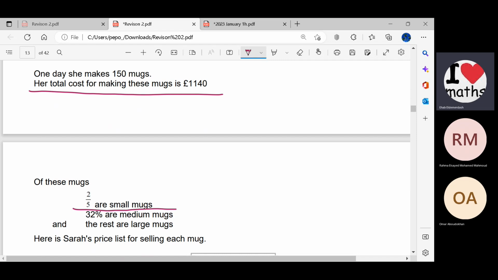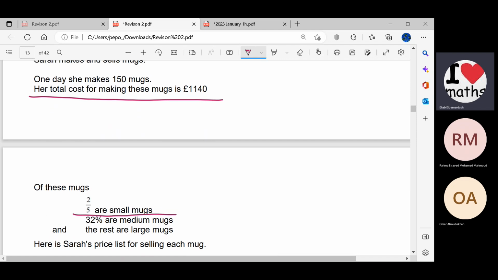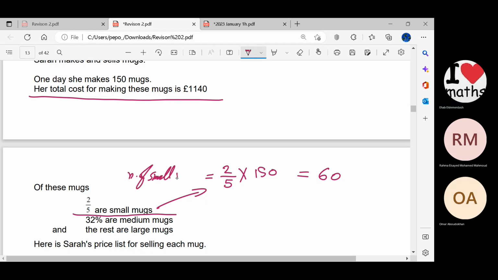Okay, fine, let's continue. Here I have the following. One day she makes 150 mugs. 2/5 of them are small. So I should be able to identify the small mugs. How do we get it, Anas? We just did 2/5 multiplied by 150, and this gives me 60. So this is the number of small mugs.